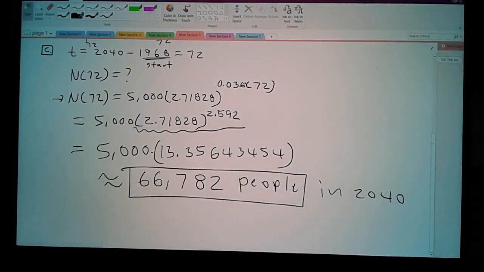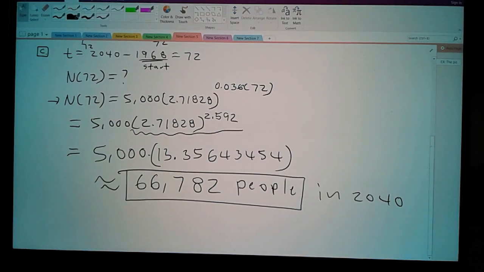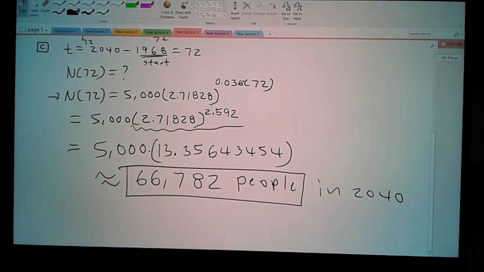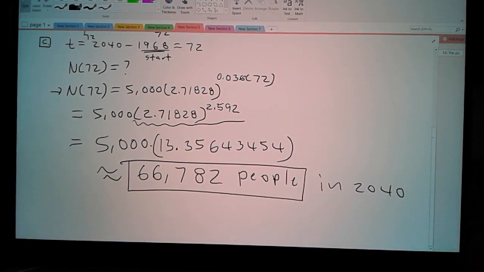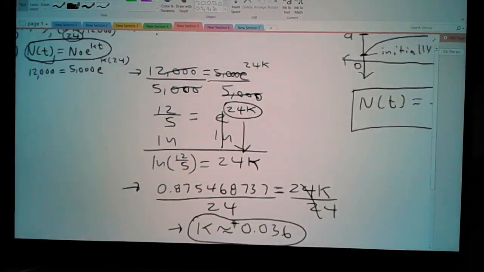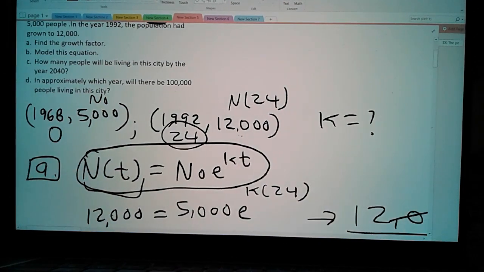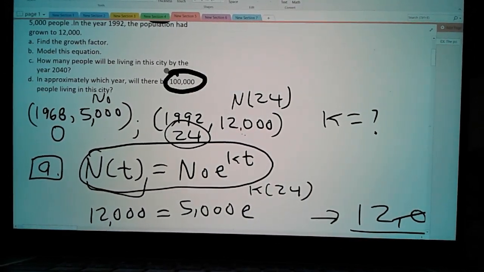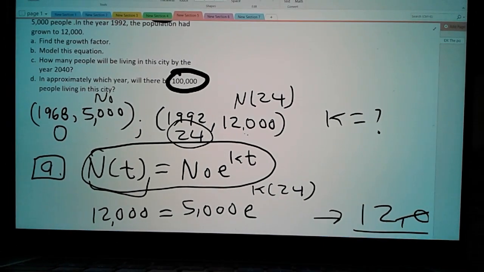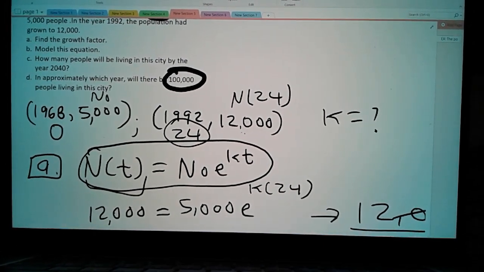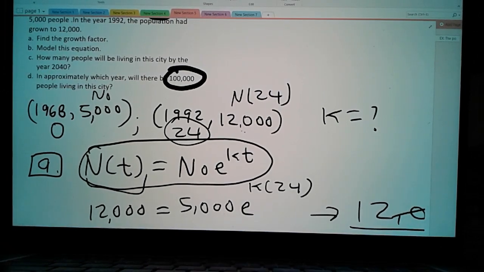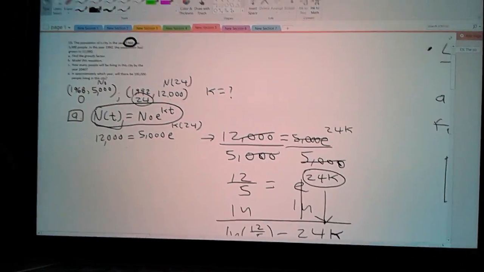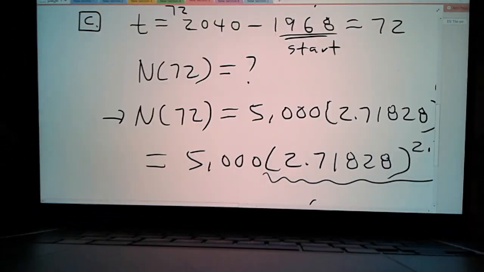So what if I ask you to go the other way around? What if I tell you that instead of giving you the time and having you find the population, I give you the population and I have you find the time instead? That's what part D is about. So what if I ask you, in approximately which year will there be 100,000 people living in the city? So this is like the population that I gave you here, 100,000 people. So we're already at 66,000. So 100,000 is a little bit more. So you might as well see, when is that nice round number going to come up? How long is that going to take?